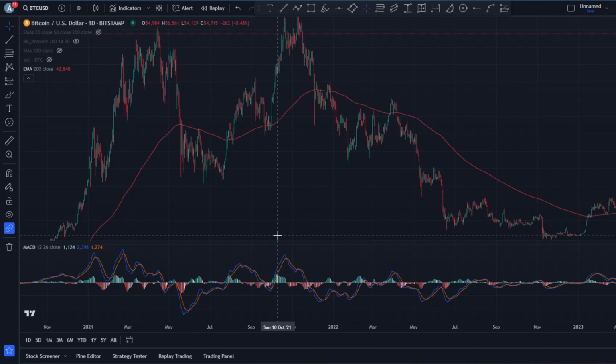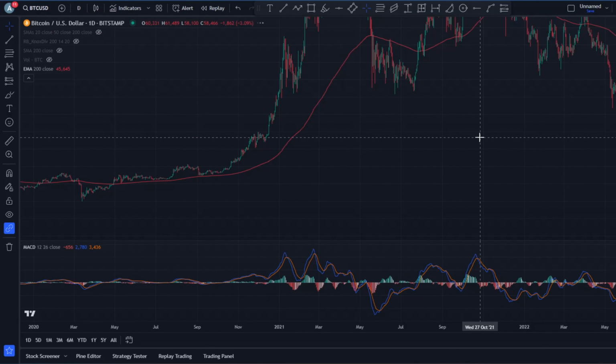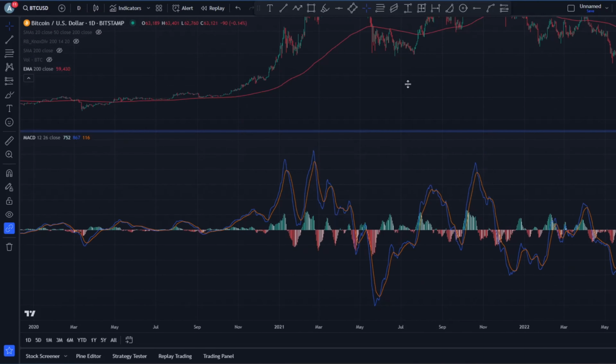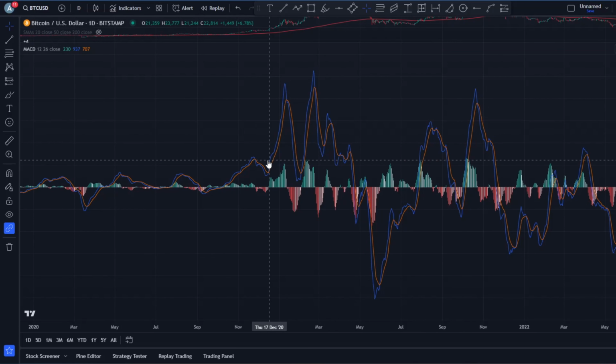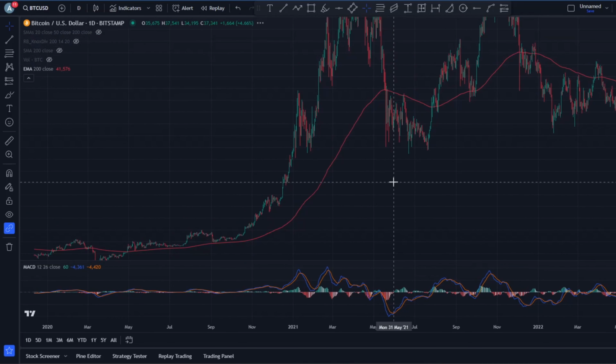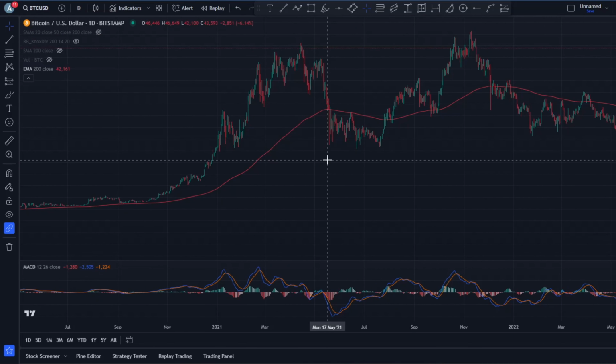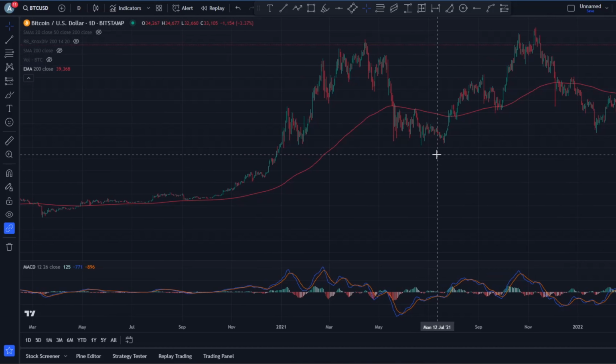Now let's combine everything. For a long trade, you'll want the MACD lines to cross below the zero line, while the price is above the 200-day moving average. This ensures you're trading in line with the market trend. For short trades, it's the opposite. The MACD lines should cross above the zero line, while the price is below the 200-day MA.